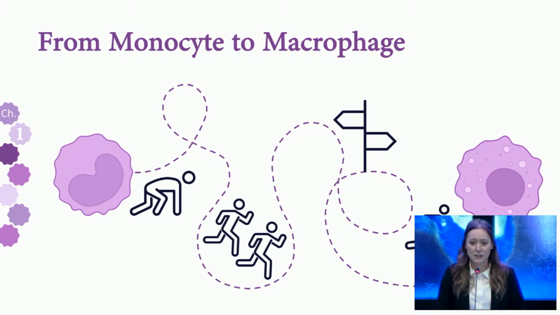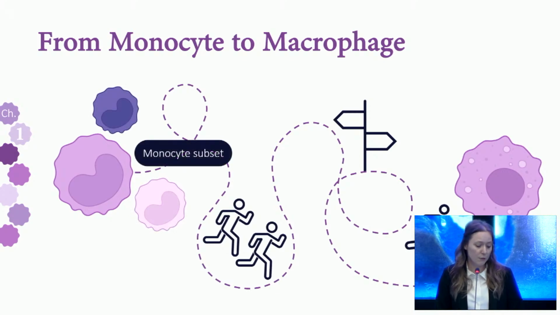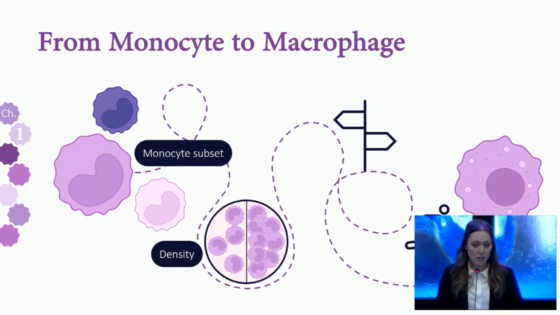So now let's translate this to biology. There are actually 3 different types of monocytes, or subsets, which are believed to have different functions. Thus, macrophages coming from different monocyte subsets might also have different functions. In the laboratory, we can culture macrophages together with a low or a high number of other cells, so at a low or a high density. Depending on the density, the macrophage function might be different.